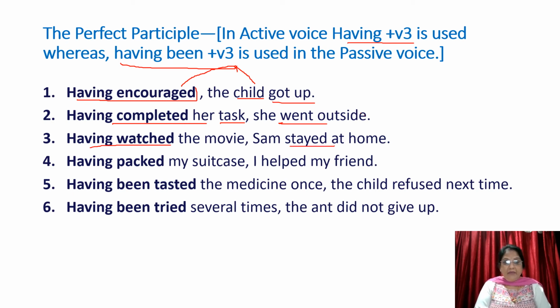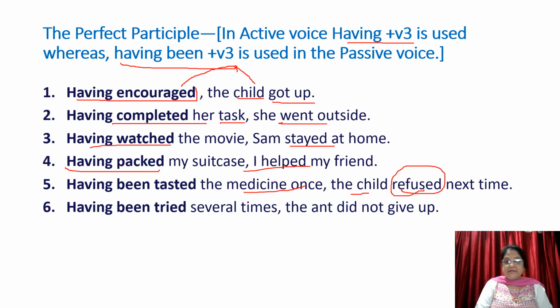Having packed my suitcase, I helped my friend. So having packed my suitcase. This is present perfect participle, and helped is the main verb. Having been tasted the medicine once, the child refused. Next time, having been tasted the medicine, the child refused. Refused is the main verb.